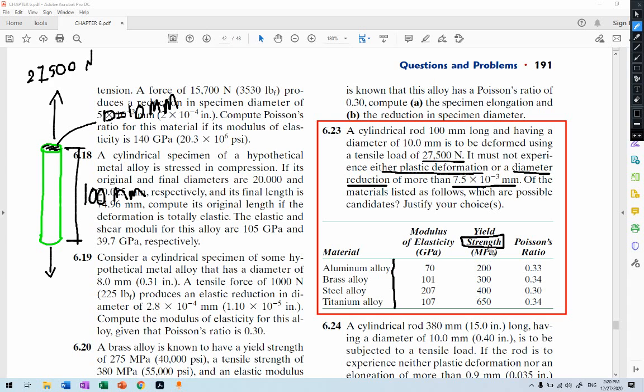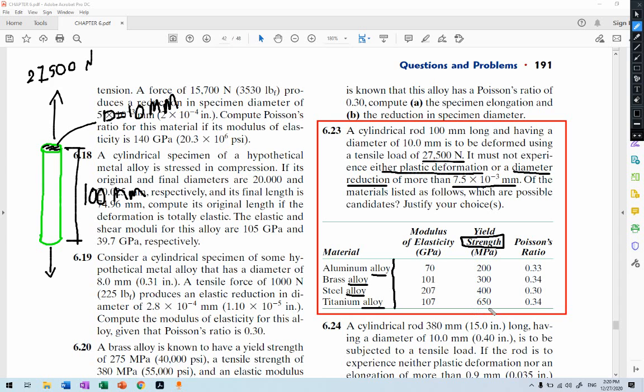We'll have Poisson's ratio as well, for all of these alloys. Mainly they are alloys, because we said that alloys have much better properties than the pure metals. Now we have to check that those are satisfying the condition. So first thing, since we have the yield strengths 200, 300, 400, 650, 650.